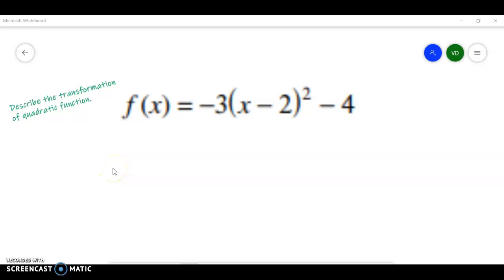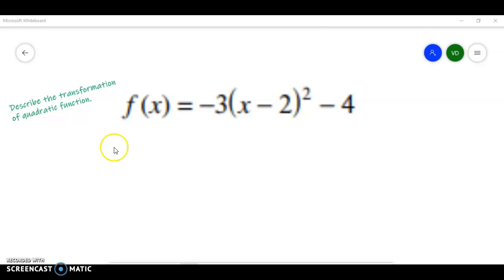So for today's topic, we are going to discuss quadratic functions and applying transformations to the quadratic function. We're going to be looking at how it is moving on the graph, and we're going to be looking at key features of the quadratic function.